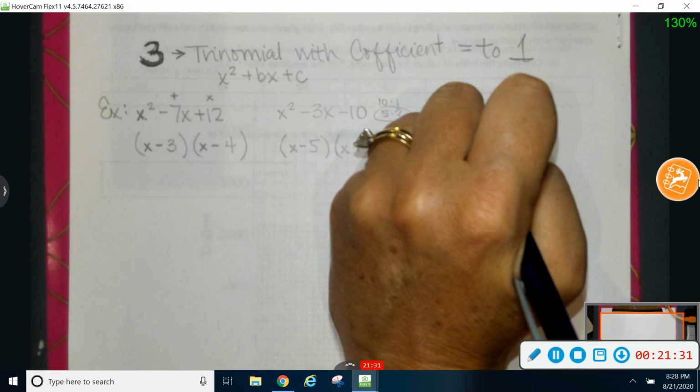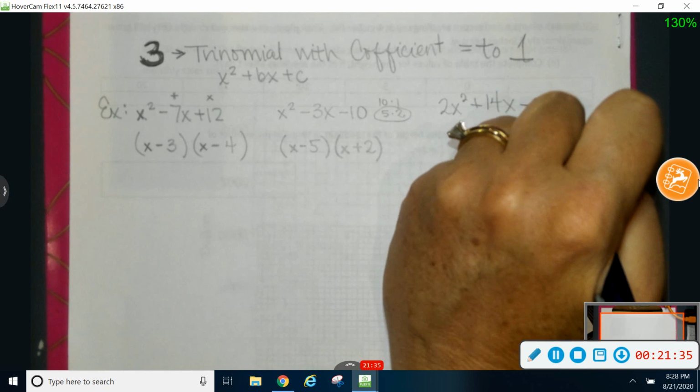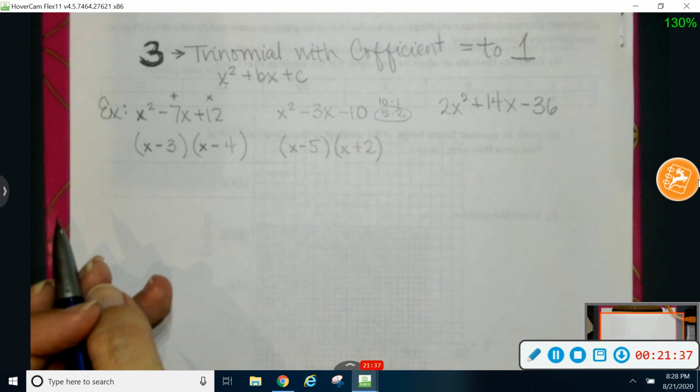What about 2x squared plus 14x minus 36?